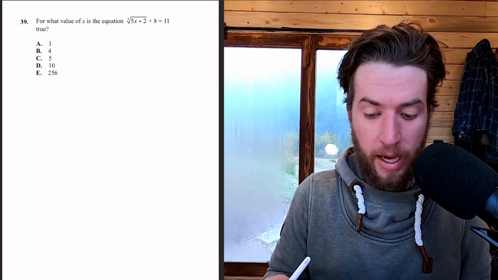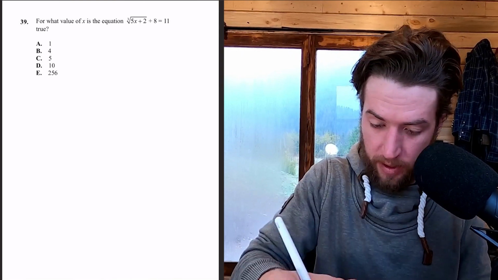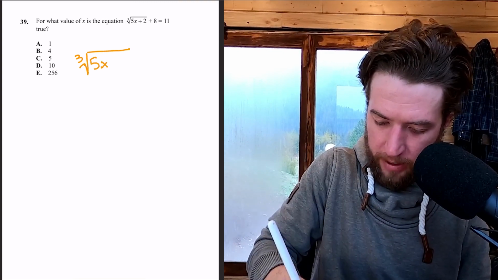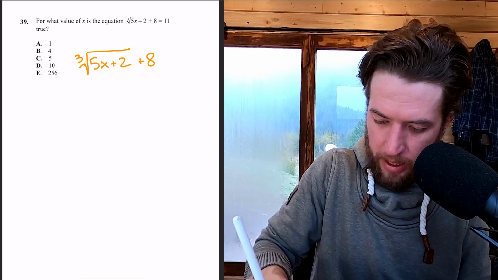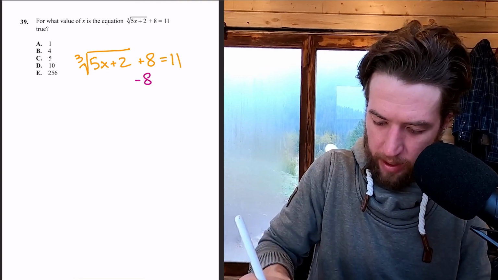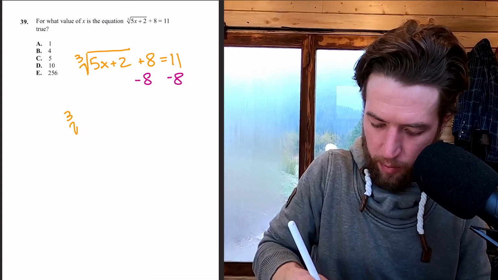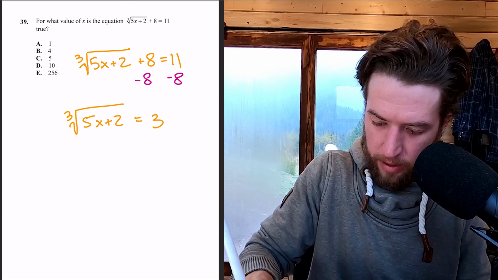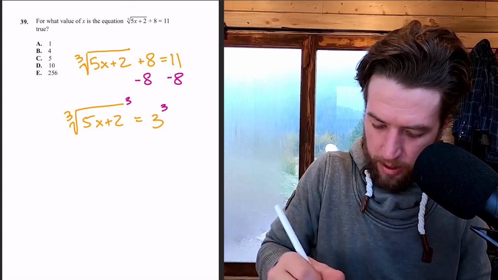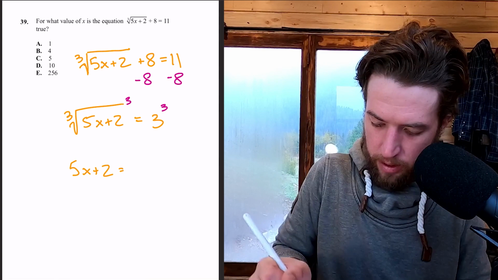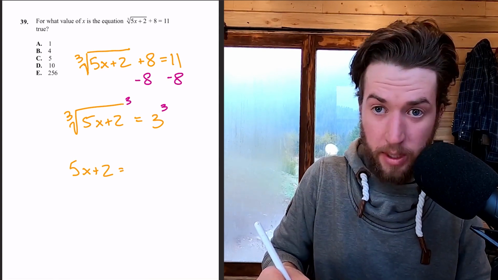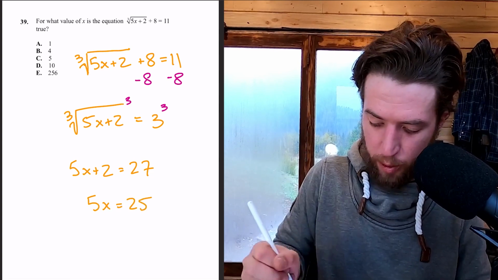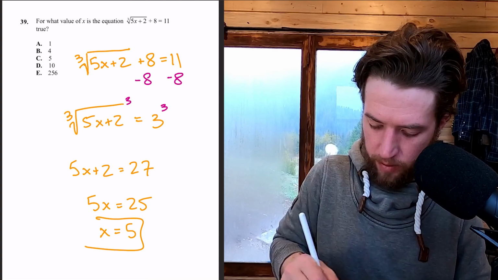All right, for what value of x is this equation true? Some algebra. So we have the cube root of 5x plus 2, all plus 8 equals 11. So let's start by subtracting 8 on both sides. We have the cube root of 5x plus 2 equals 3. Now let's cube both sides. So now we have 5x plus 2 equals 27. 3 times 3 times 3. So therefore 5x equals 25, subtracting 2 on both sides, and x equals 5. That was a fun one. Answer C.